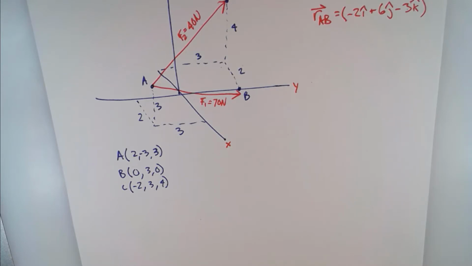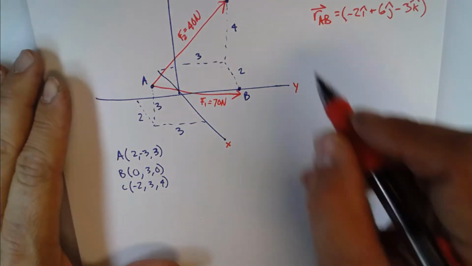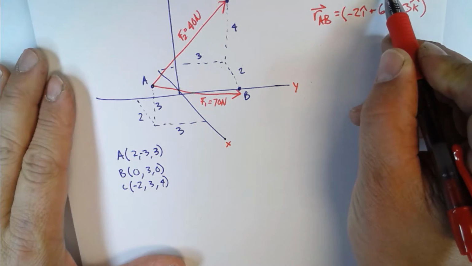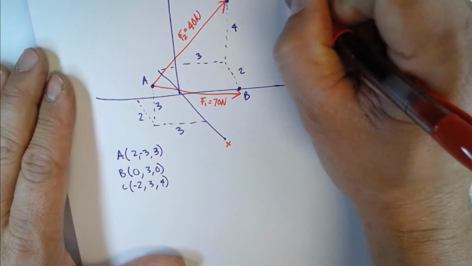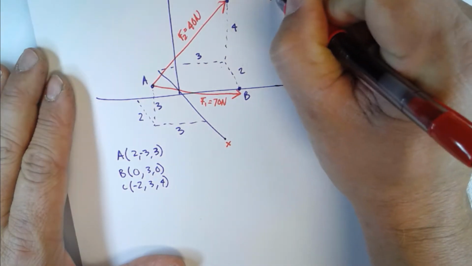Now I'm asked to find the angle between them. Let's find the magnitudes of each of them first, okay? We know we're going to need that. So 4 squared plus 6 squared plus 1 squared. Root 53.